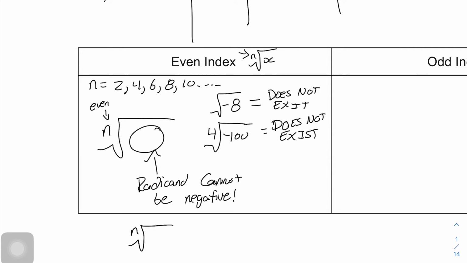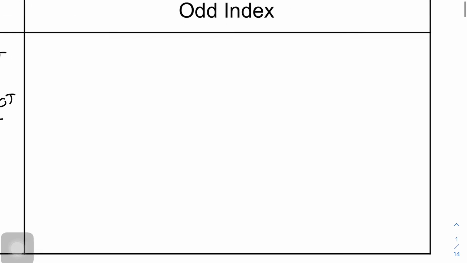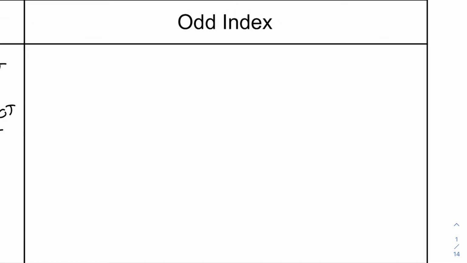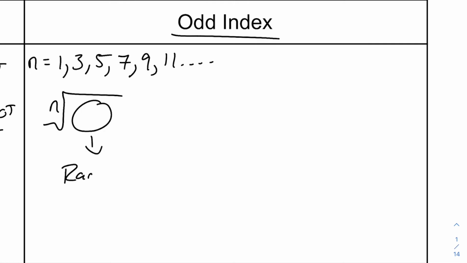The square root, anytime your index is anything, if the radicand is 0, it just equals 0. That's an important thing to note. But just recognize, if your index is an even number, the thing inside has to be a positive number, or else it does not exist. Whereas over here, with an odd index, it changes a little bit. There is no restriction on the radicand. An odd number would be like 1, 3, 5, 7, 9, 11, and so on. So if n equals that over here, your radicand can be any number.